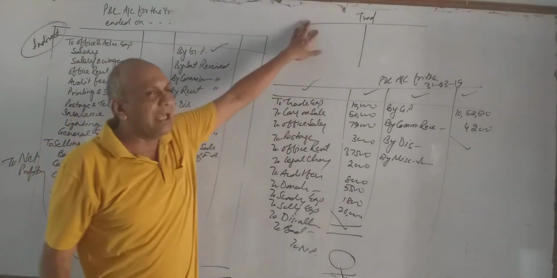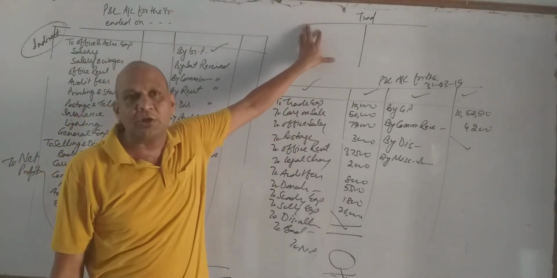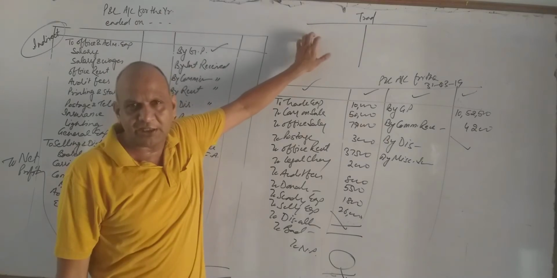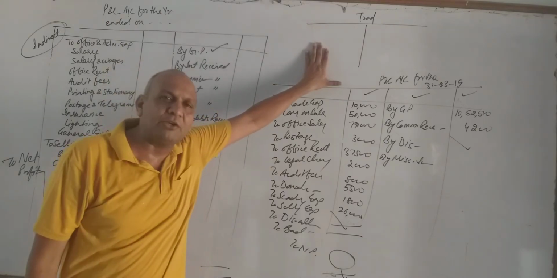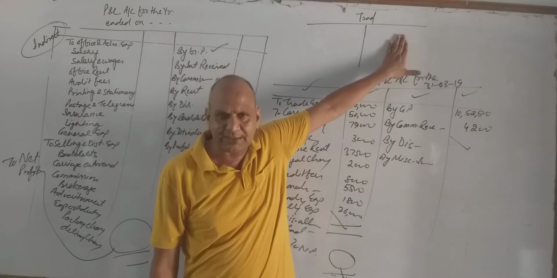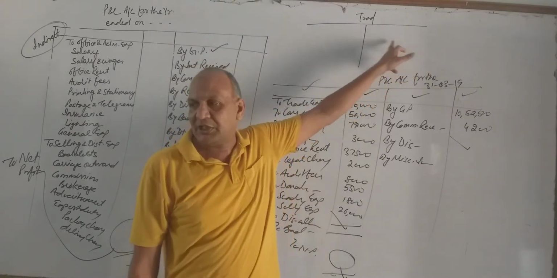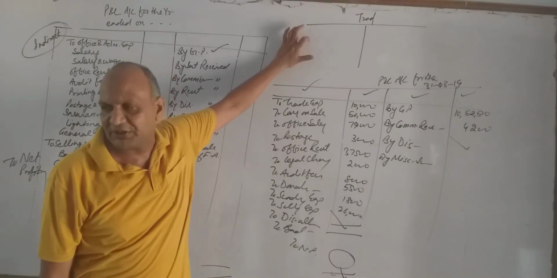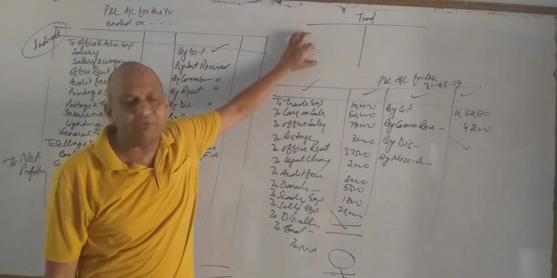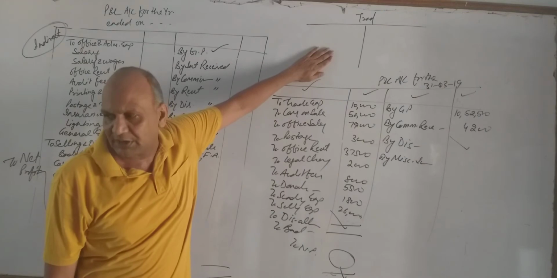Opening stock, debit side of trading account, to opening stock. Purchase, debit side of trading account, to purchase. Then we have been given sales, by sales, credit side. Then we have been given sales return, deduct from sales. Then we have been given purchase return, deduct from purchase in the trading account. Then we have been given wages, trading account, debit side.